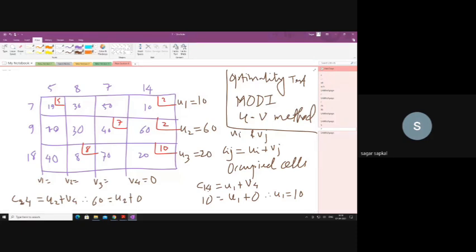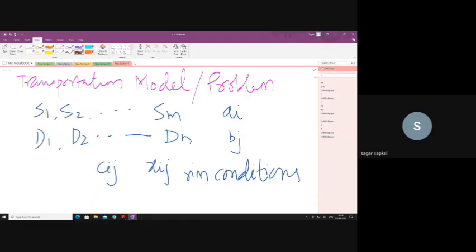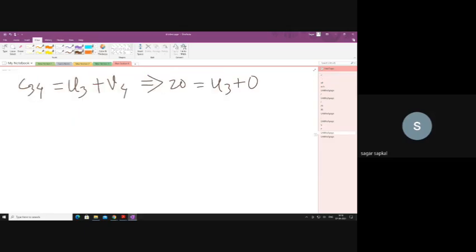So in the similar manner, you can find out V1. Now for finding out V1, you can use row 1. आता रो 1 मध्ये U1 ची व्हॅल्यू आपल्याला माहिती आहे. C11 माहिती आहे, V1 माहित नाही आहे. So we can write one equation. C11 is equal to what? U1 plus V1.